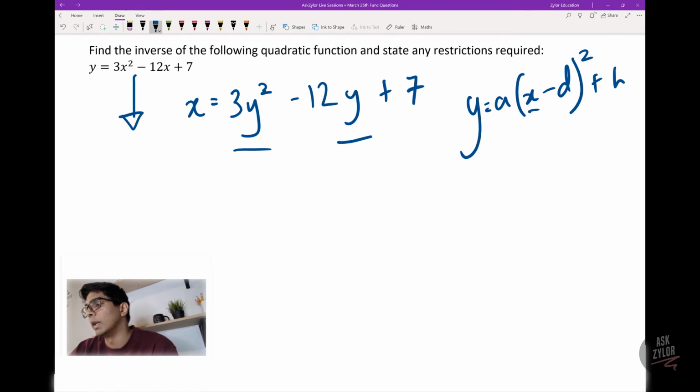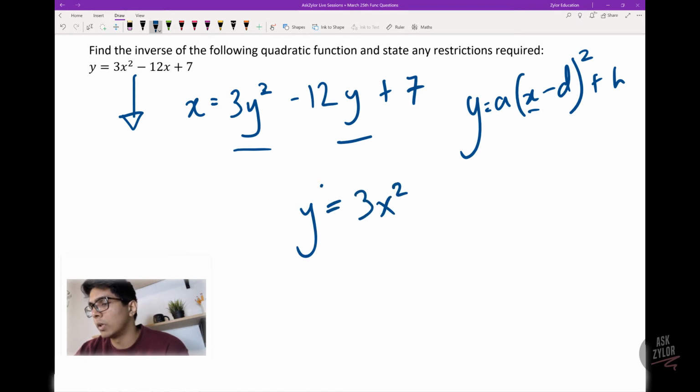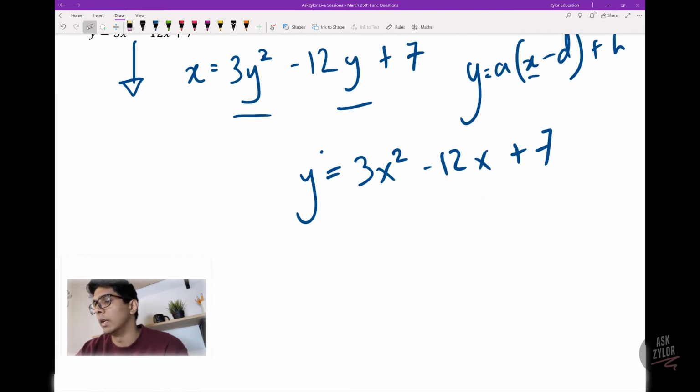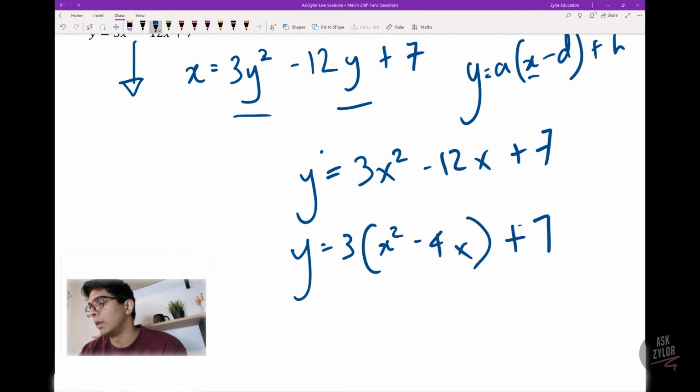Right, we only have one x term, so when we exchange the x and y's, we only have one y term for us to isolate. So let's go ahead and find the vertex form for this. We have y is equal to 3x squared minus 12x plus 7. So we go ahead and factor out the 3 from the first two terms: x squared minus 4x, plus 7.